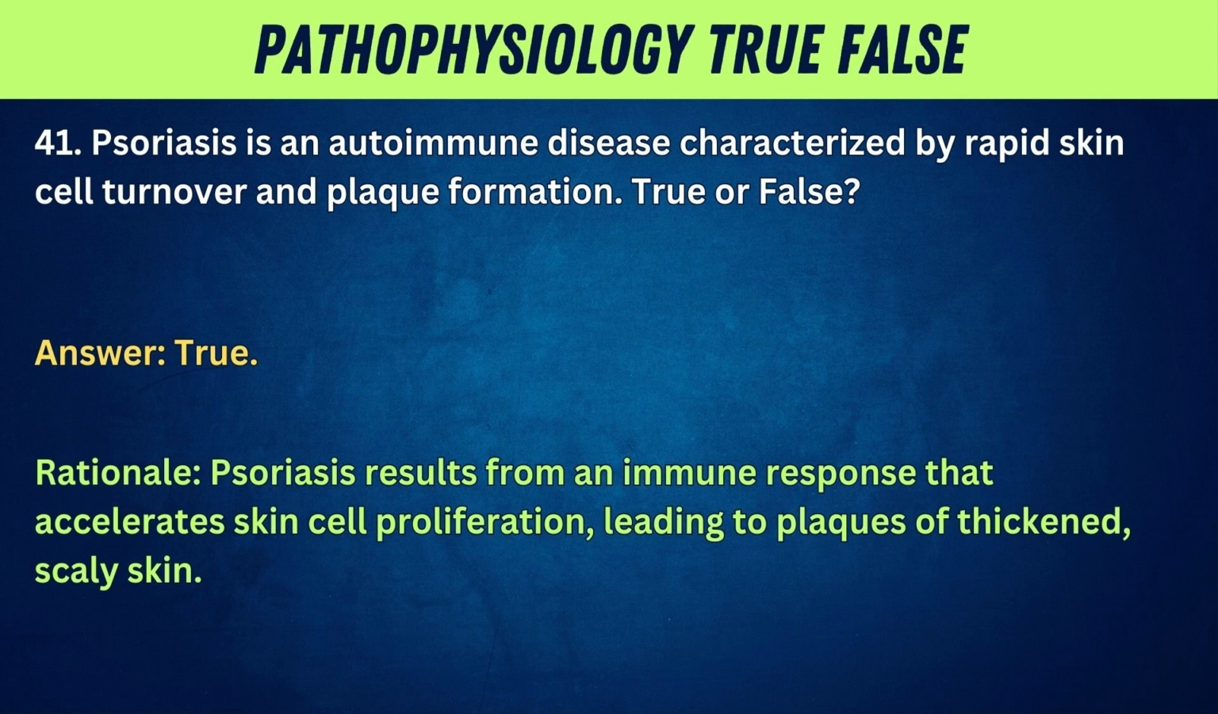41. Psoriasis is an autoimmune disease characterized by rapid skin cell turnover and plaque formation. True or false? Answer: true. Rationale: psoriasis results from an immune response that accelerates skin cell proliferation, leading to plaques of thickened, scaly skin.